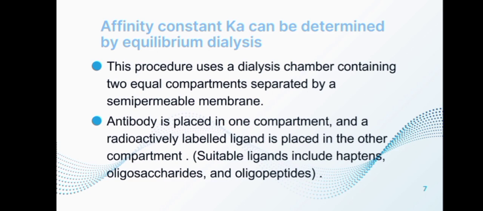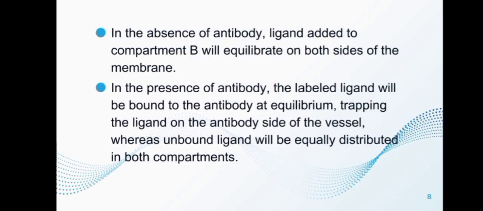oligosaccharides, and oligopeptides. In the absence of antibodies, ligands added to compartment B will equilibrate on both sides of the membrane. In the presence of antibody, the labeled ligand will be bound to the antibody at equilibrium, trapping the ligands on the antibody side of the vessel, whereas the unbound ligands will be equally distributed in both compartments.